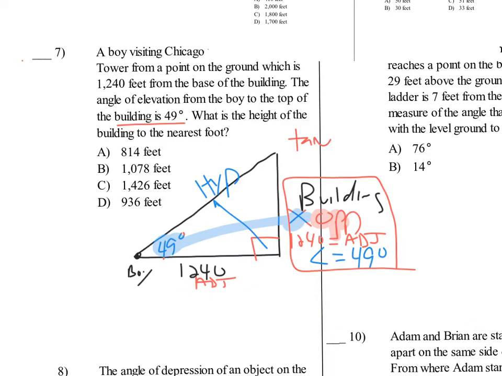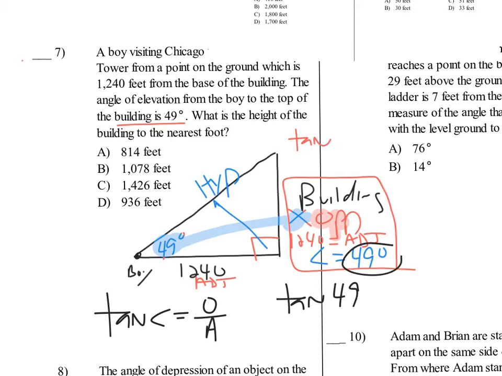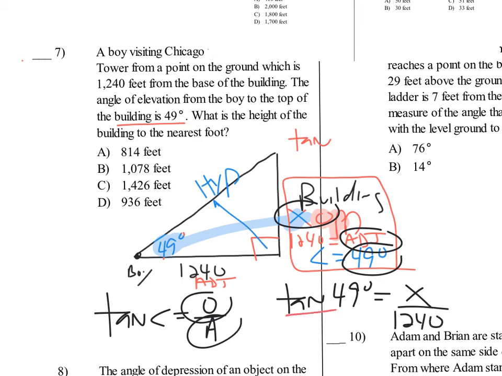So here I have the tangent of an angle equals opposite over adjacent, the TOA. So here I have the tangent of the angle, and the angle is 49 degrees. That equals the opposite, which is x, over the adjacent, which is 1,240. And since the x is in the numerator, I'm going to just cross multiply. So here I have 1 times x, which is x.